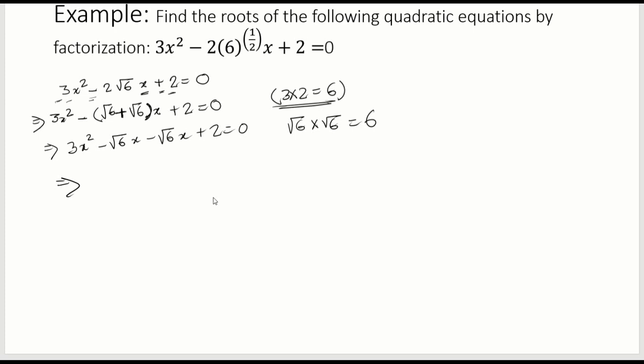From here, let's take root 3 x as common. If from the first two terms we take root 3 x as common, we get root 3 x times (x minus root 2)... that's what we get. From the second two terms we take minus root 2 as common. So we get root 3 x minus root 2 equals 0.